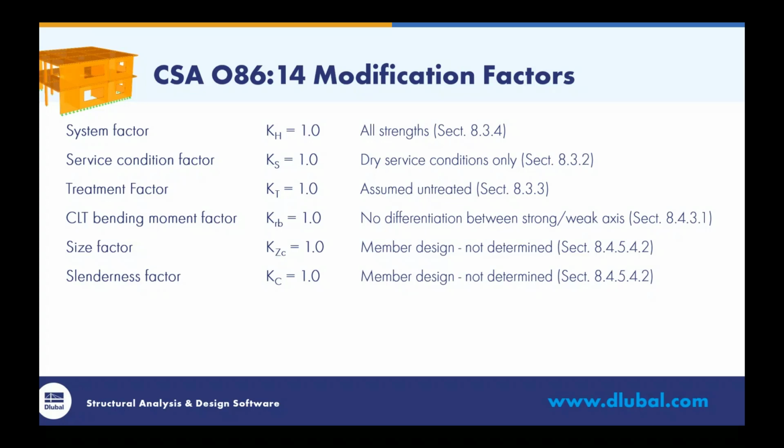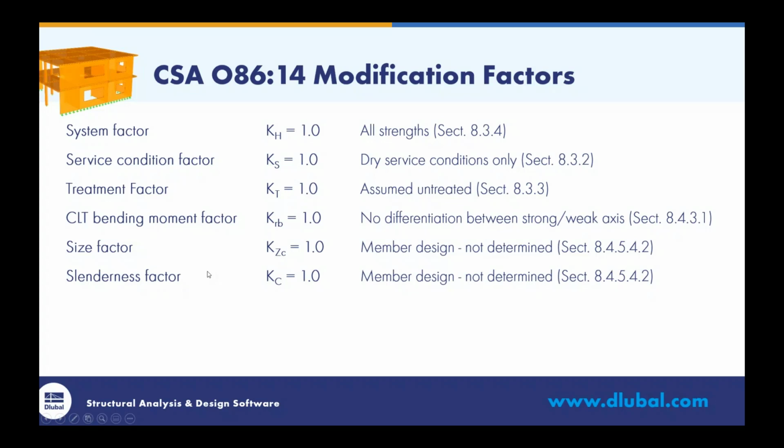The service condition factor, the code specifically states that CLT should be used only in dry service conditions, so we're going to make the assumption that K sub S is equal to 1.0. Treatment factor, we assume the CLT is untreated. Now, the other three factors here are a little bit different. The CLT bending moment factor, size factor, slenderness factor.